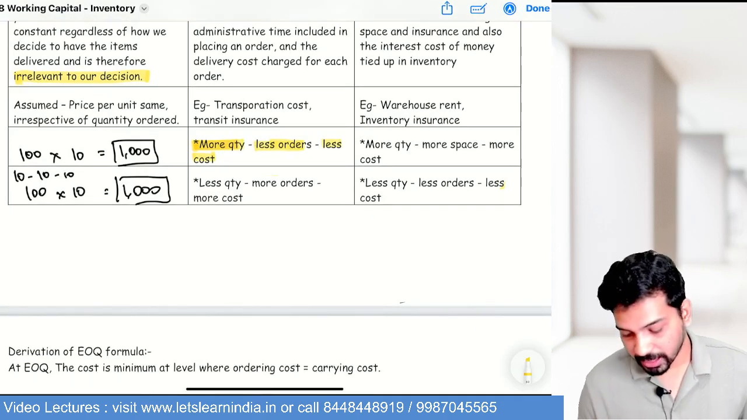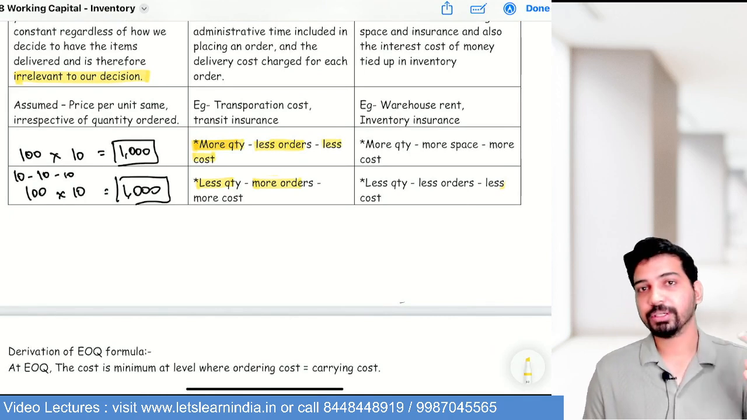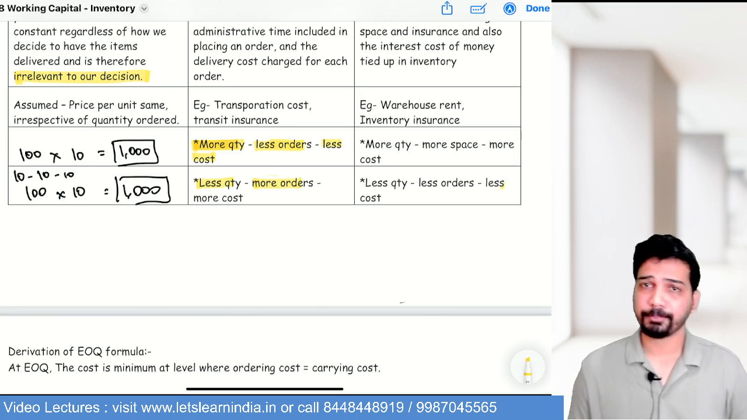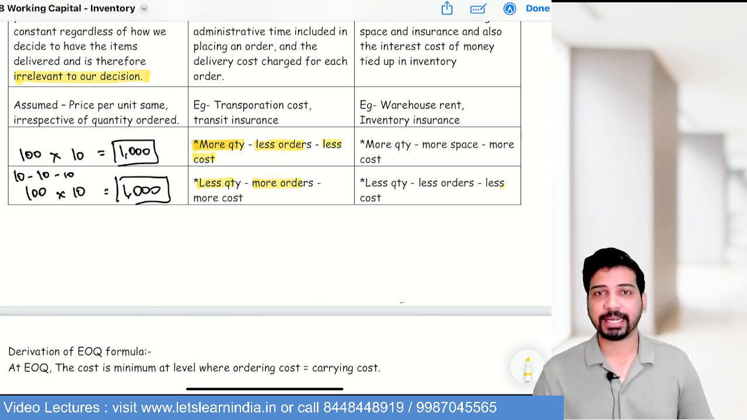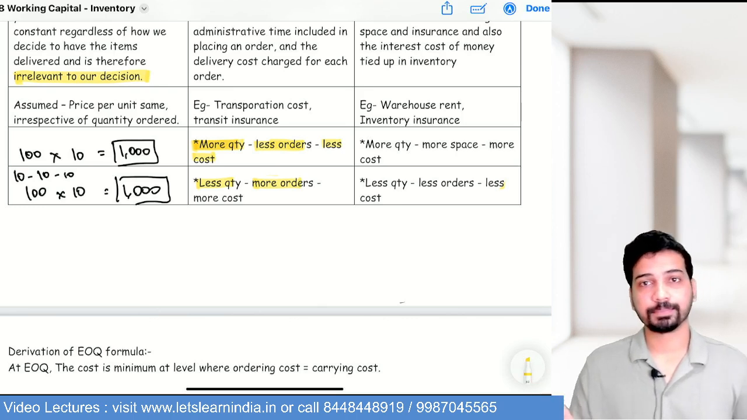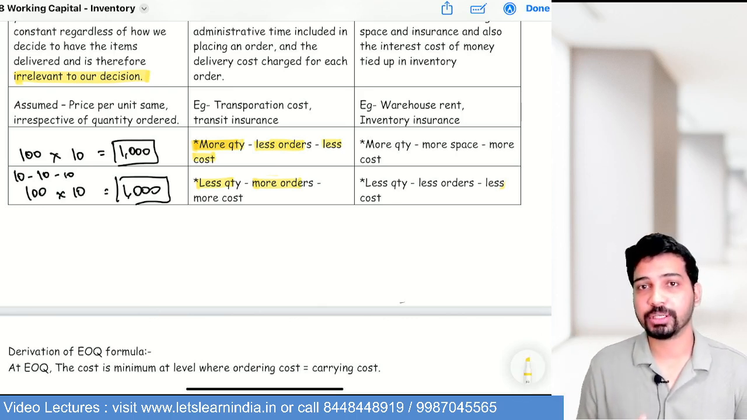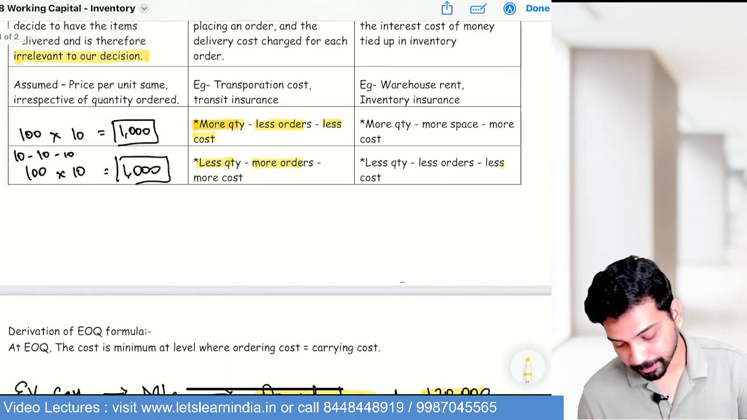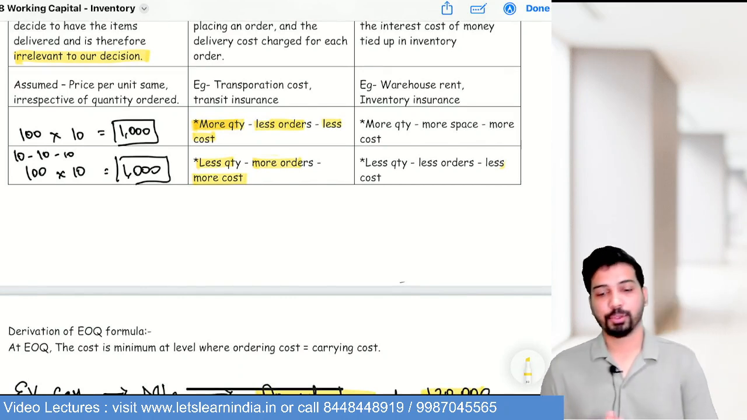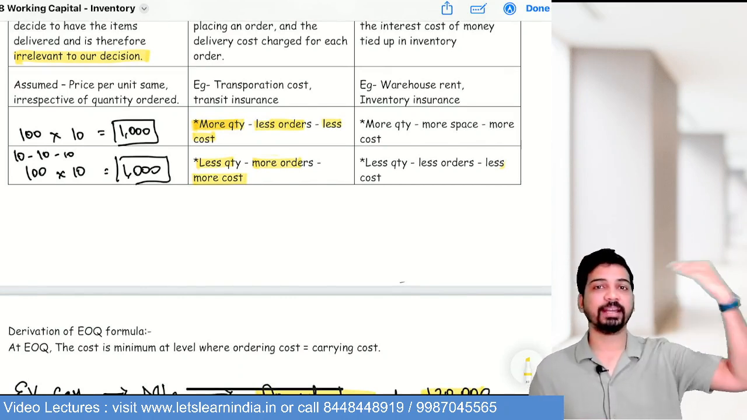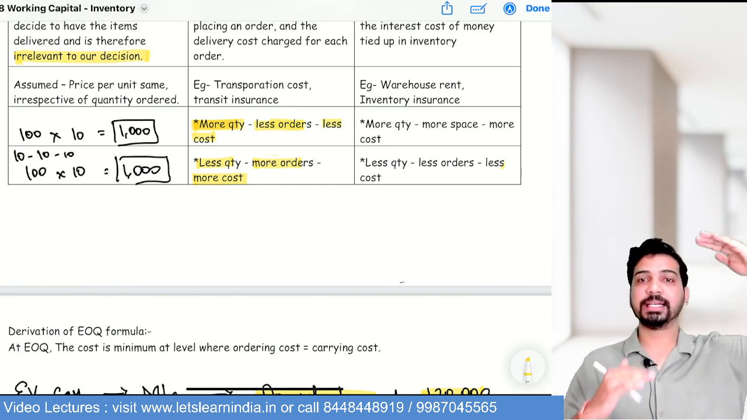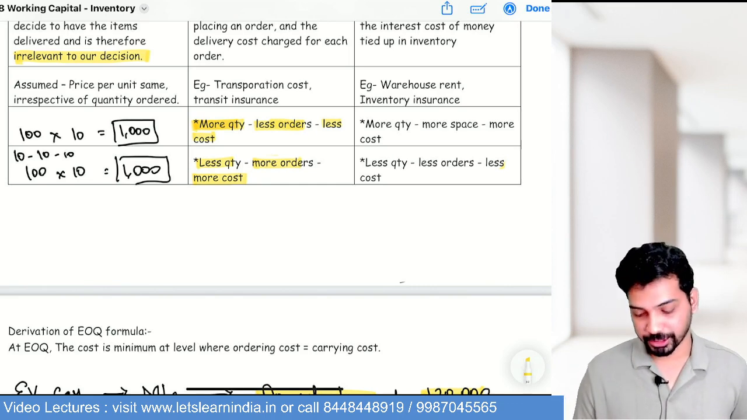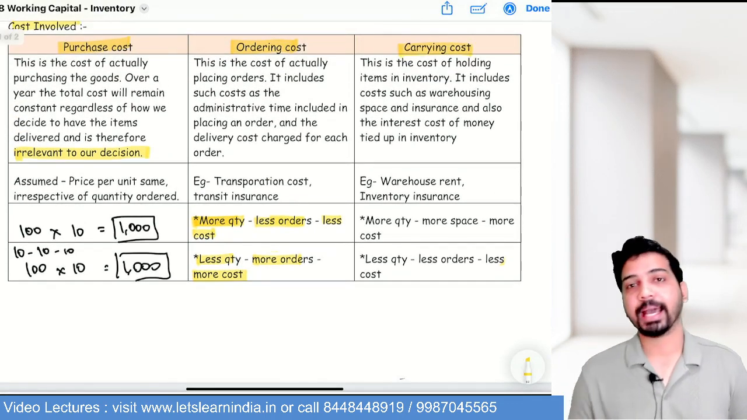And it will happen vice versa. For example, if you order less quantity, it will mean more orders, and you'll have to pay for more orders. If the annual demand is 1,20,000 units and you order 10,000 units at a time, you'll have to place 12 orders. Means 12 times you'll have to take transit insurance, 12 times you'll have to incur transportation cost, which will mean more cost. So if I order more, I'll incur less cost and be in a beneficial position.